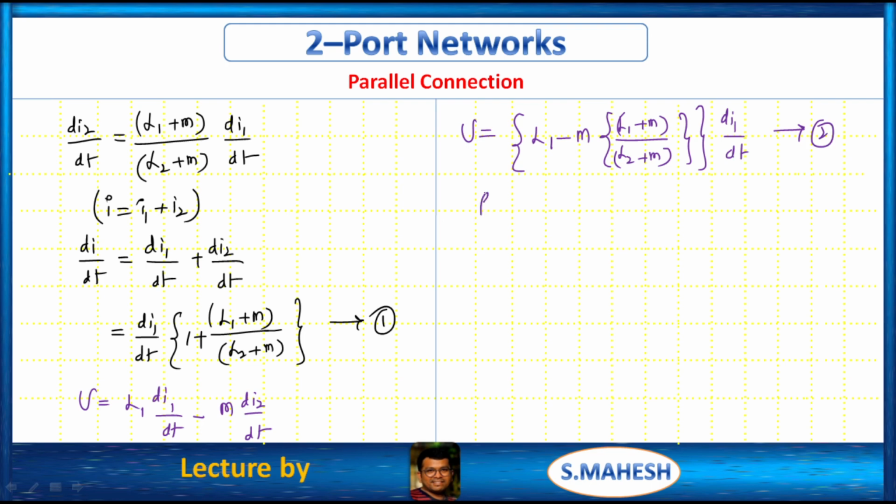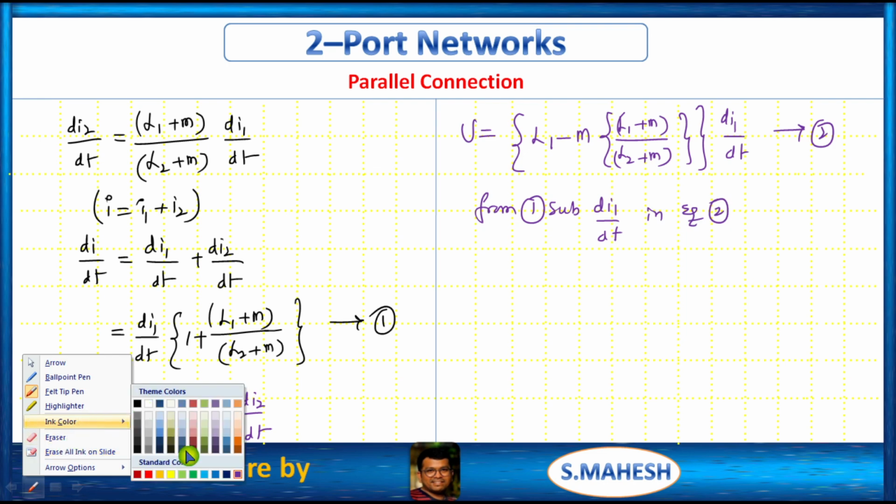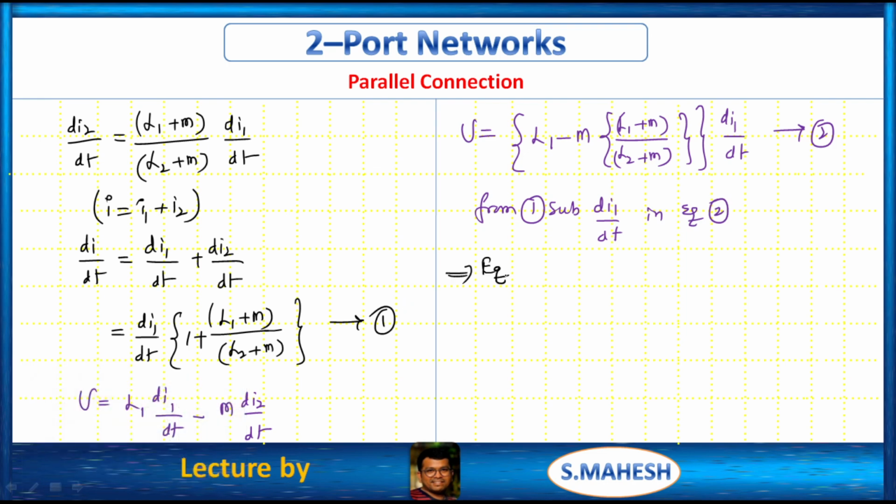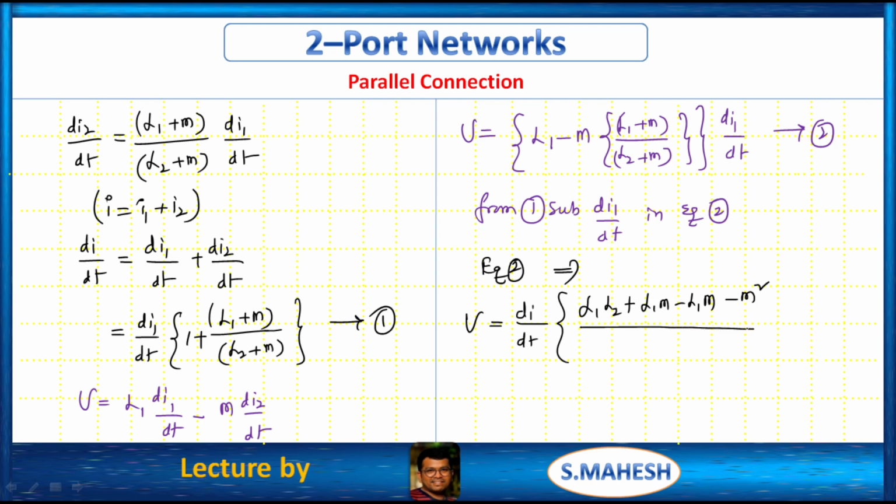From 1, we are substituting di1 by dt. That's it, right? Substitute di1 by dt in equation 2, same like before. Therefore equation 2 implies V, which is equal to di by dt, right? From this, what we are having, L1 L2 plus L1 M minus L1 M minus M square by L2 plus M into L2 plus M by L1 plus L2 plus 2M.